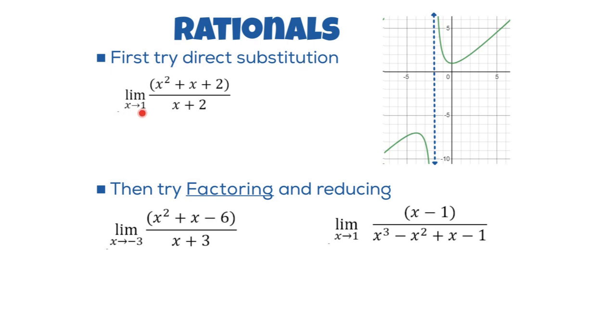Look, x is approaching 1. Let's plug 1 in and see what happens. If I plug 1 in the denominator, I'm going to get a 3. If I plug 1 in the numerator, 1 squared is 1 plus 1 plus 2. Okay, so that's going to be a 4. So then that is totally fine. The limit is 4/3.